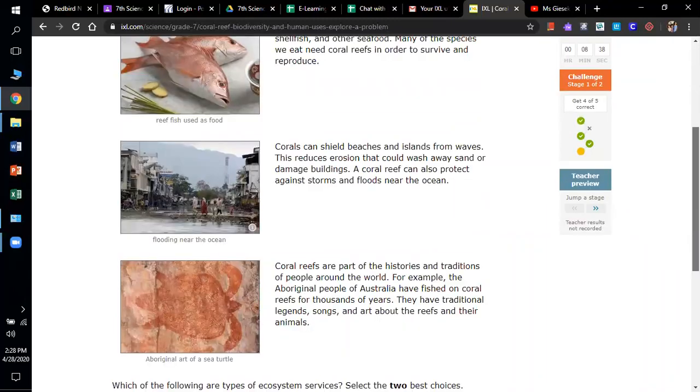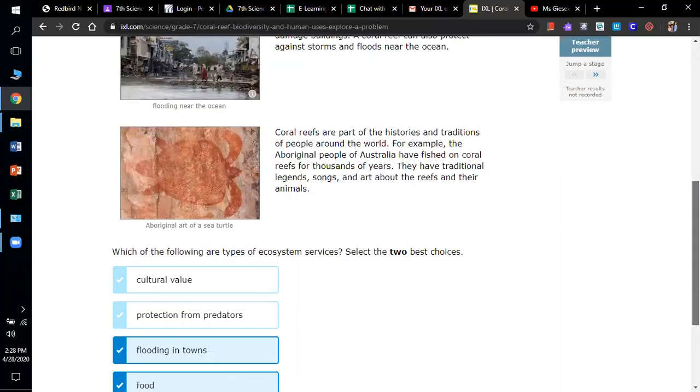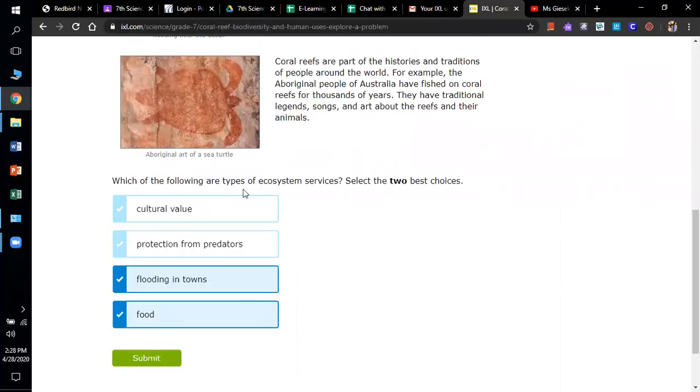This reduces erosion. The coral reef can also protect against storms. Which of the following are types of ecosystem services? Food, flooding in town. So I guess flooding doesn't provide a service. So that's tricky. It didn't talk about protection, so we're going to go with cultural value. These questions are tricky, tricky, tricky.